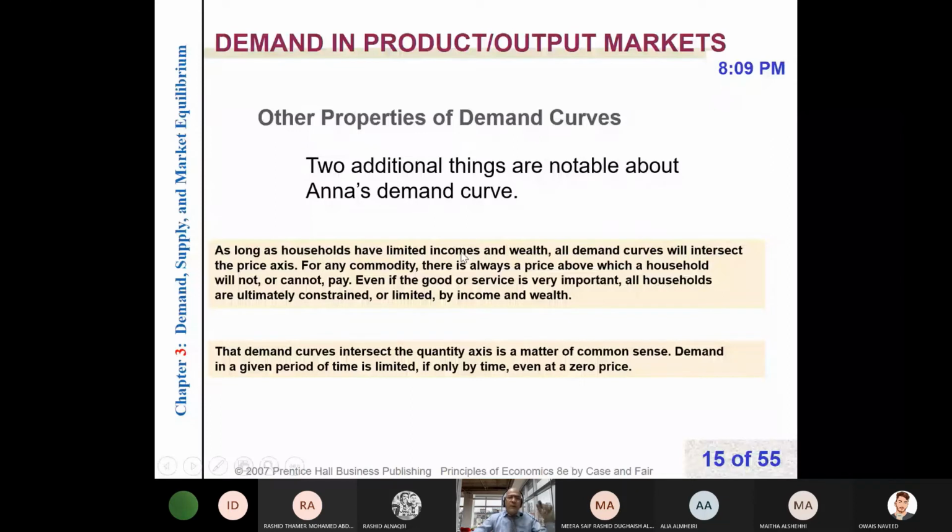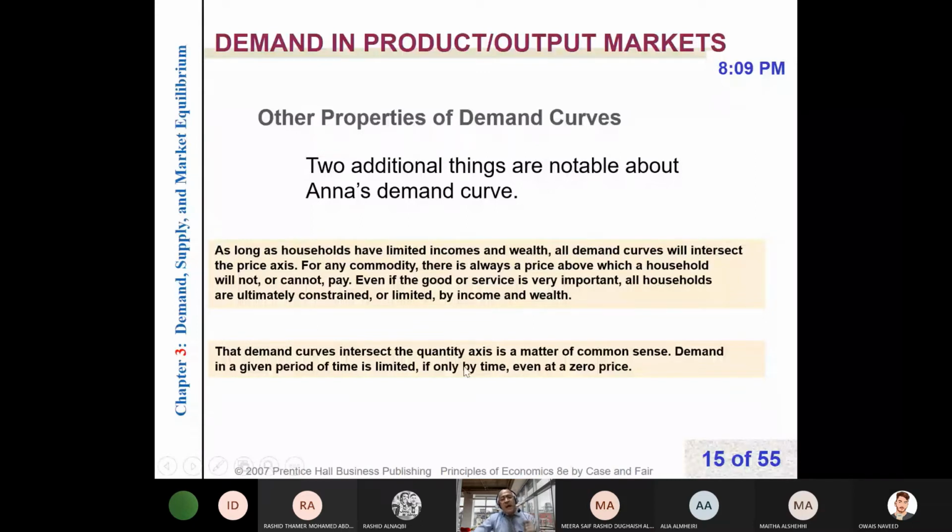So if the price per kilo of tomatoes becomes 50 dirhams, I will never buy tomatoes. I will buy maybe tomato paste, a can of tomato paste. So why? Because of limited income and wealth.